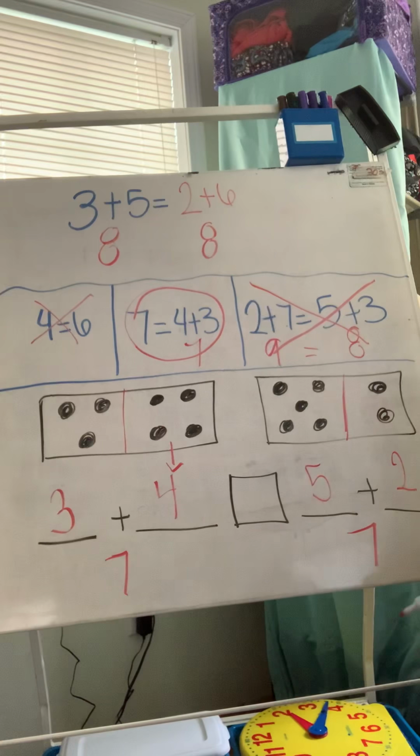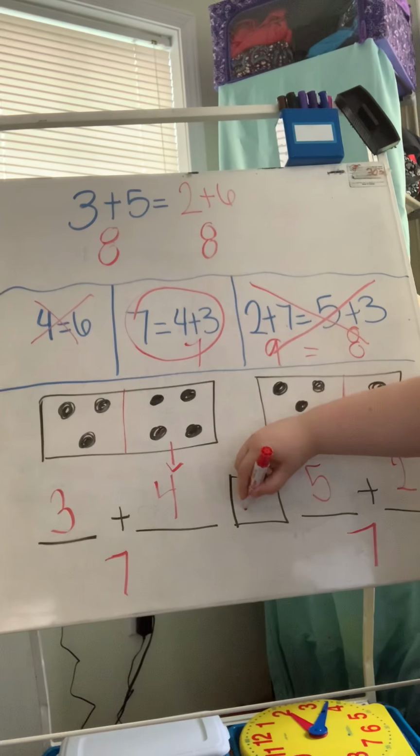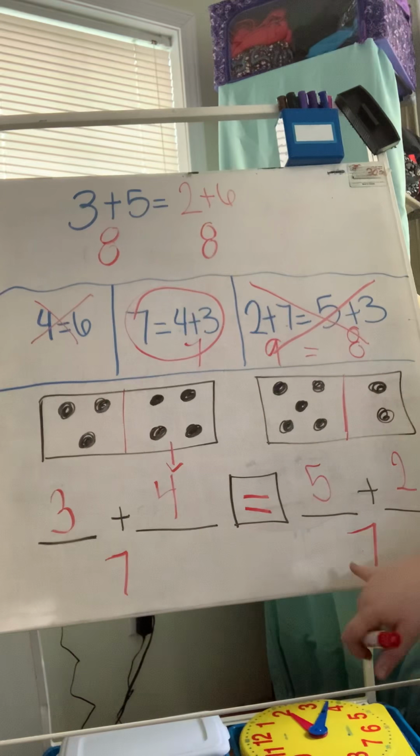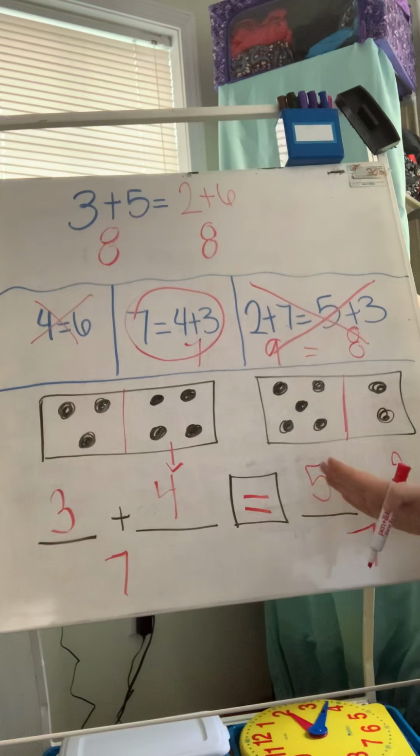So the last step is going to be looking at these 2 numbers. Is 7 the same thing as 7? Yes, it is. We only have 1 7. So 7 and 7 are equal, and 3 plus 4 is equal to 5 plus 2. Because if we add those together, they will both equal 7.